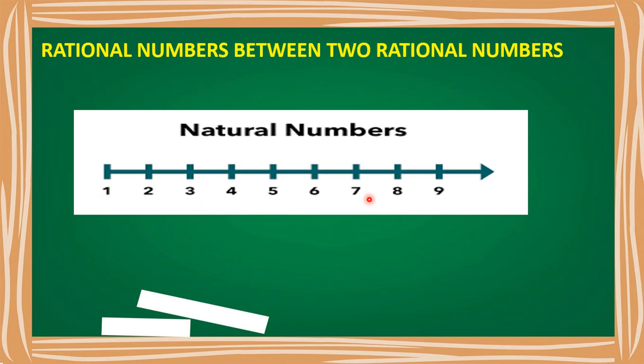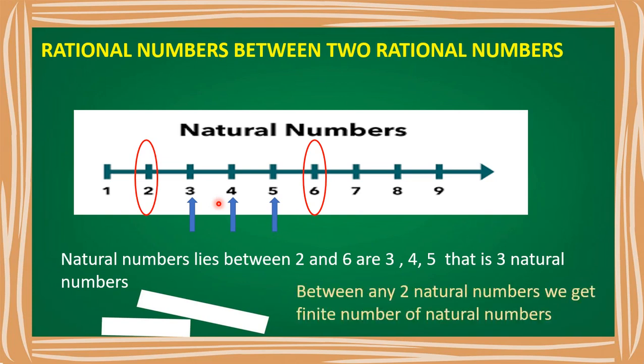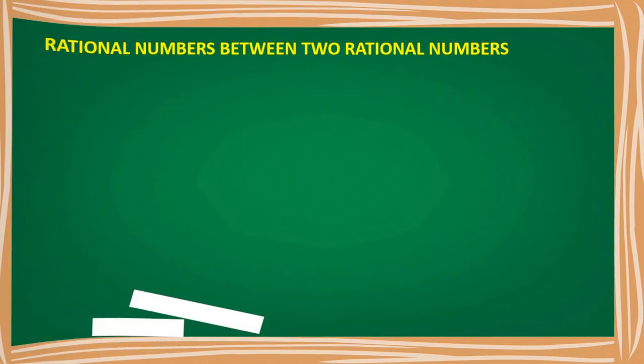If a natural number is given and we are asked to find the natural numbers between 2 and 6, we can say 3, 4, 5. These three are the numbers which are between the two natural numbers 2 and 6. So here we can say between the two natural numbers we are getting a finite number of natural numbers. Okay. Now let's take the next.